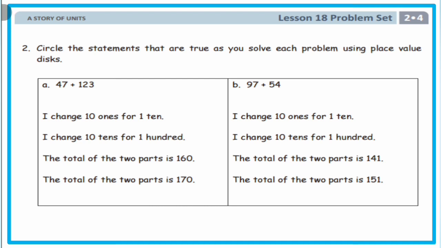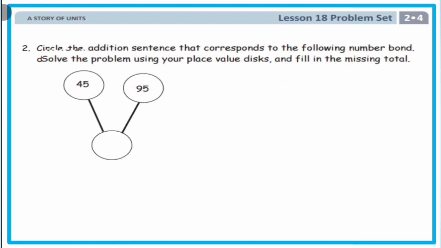Now, in question number 2, it says circle the statements that are true as you solve each problem using place value disks. So you are to solve it using your place value disks. Part A, 47 plus 123, and part B, 97 plus 54. Now when you solve, I changed 10 ones for 10. Is that true? Of course that is true. I changed 10 tens for 100. No. Well, I want you to go and find out by answering all the problem set questions.